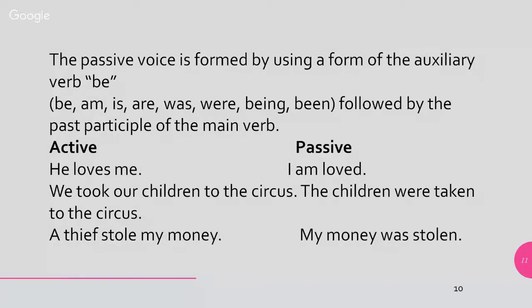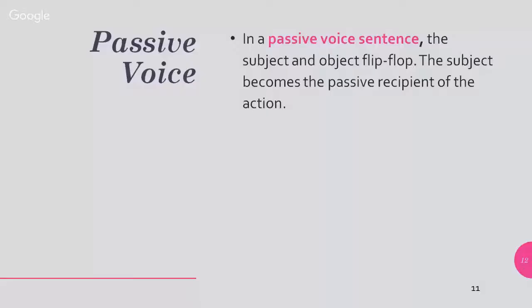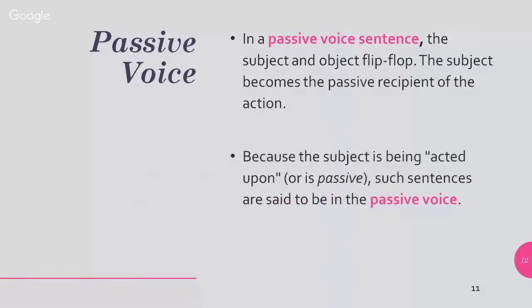The active voice, he loves... action. Because the subject is being acted upon, the subject is passive. The subject does not do anything. In sentence 2, the subject, rat, does not do anything. It only receives the action.